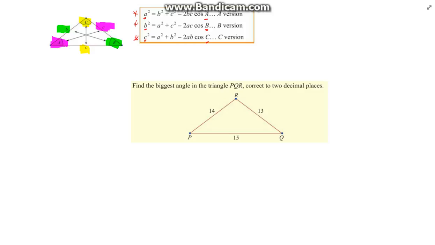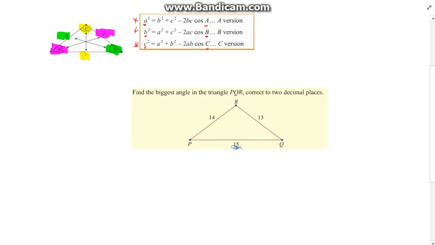So the question we're going to look at: find the biggest angle in the triangle PQR, correct to 2 decimal places. So the biggest angle. We know from geometry that in triangles, the largest side will always be opposite the largest angle. So our largest side here is 15, and therefore our largest angle is up here. You can call it theta, or indeed you can just call it R, whichever you want. That's going to be our largest angle because it's opposite our largest side, just like P would be our smallest angle because that's opposite the smallest side.